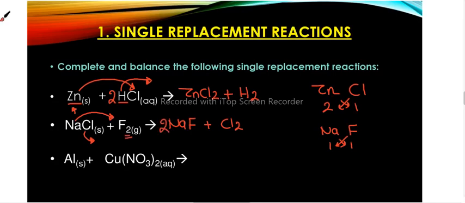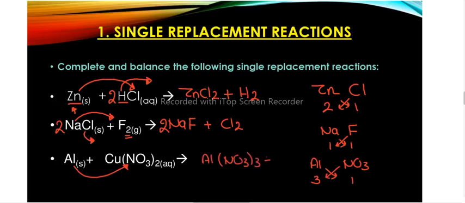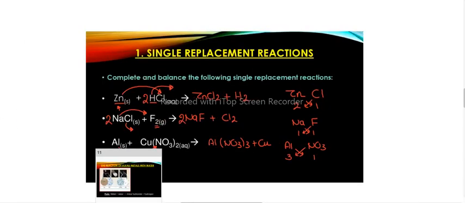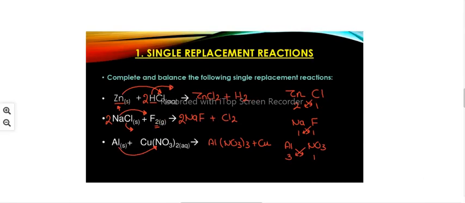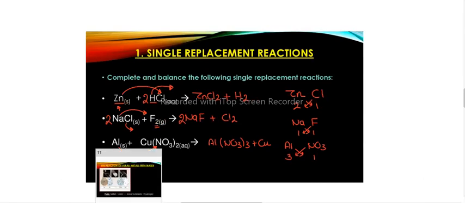In order to balance the sodium another time, I'm going to multiply by 2. Continuing with the last example, the Al and the NO3 will be reacted together. So Al and NO3: this is a 3, group number 3. The nitrate is a polyatomic ion. So your final answer is Al between brackets NO3 by 3, plus the copper, which will be a solid precipitate.